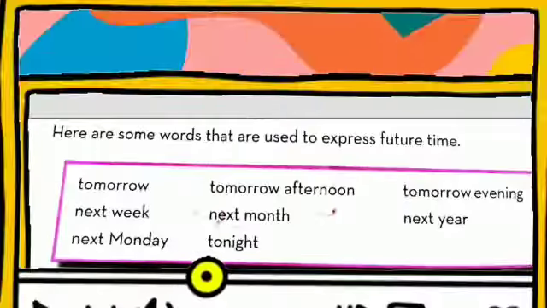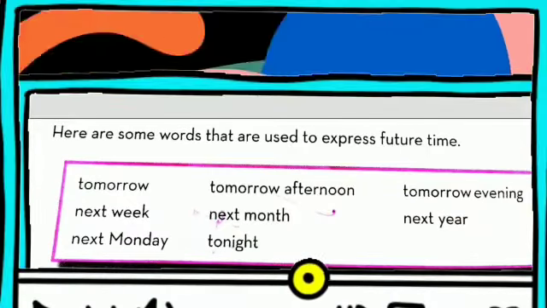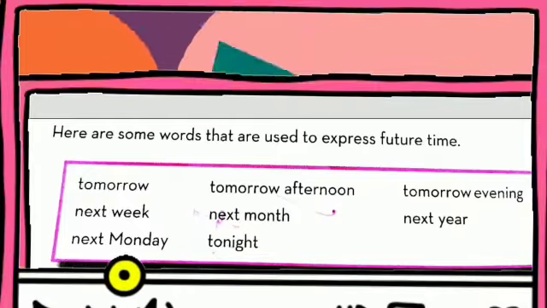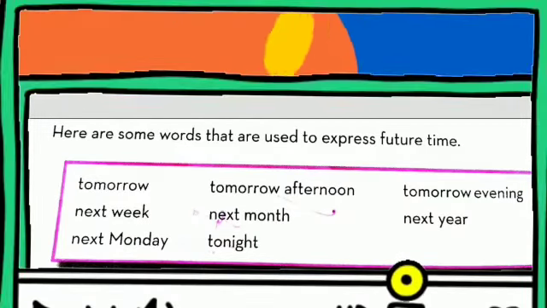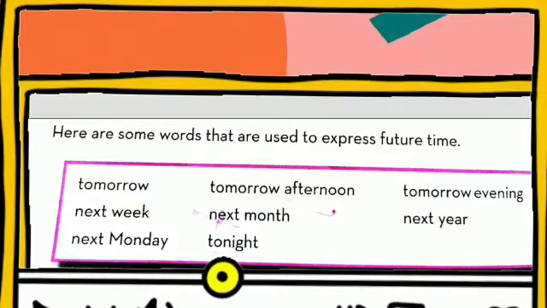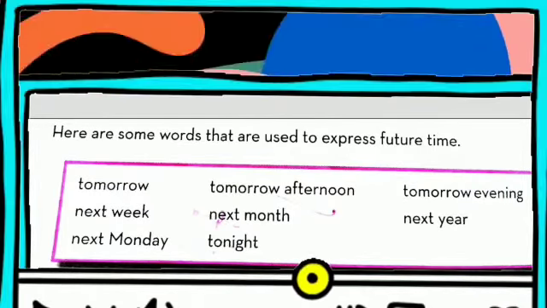So children, here are some words that are used to express future time. For example, tomorrow, next week, next Monday, tomorrow afternoon, next month, tonight, tomorrow evening, next year. So children, if these words are coming in the sentence, that means the sentence is expressing the future time.